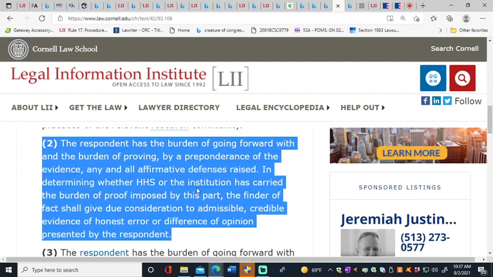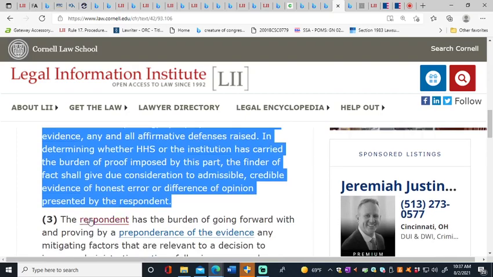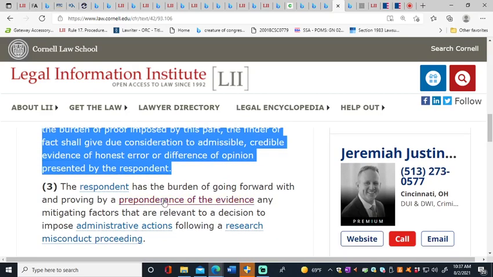by a preponderance of evidence any and all affirmative defenses raised, and in determining whether the HHS or institution has carried the burden of proof imposed by this part, the finding of fact shall give due consideration to admissible, credible evidence, and honest error or difference of opinion presented by the respondent. So I want y'all to understand.